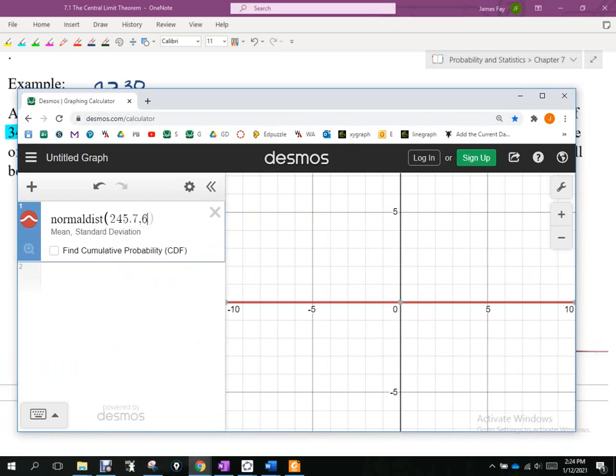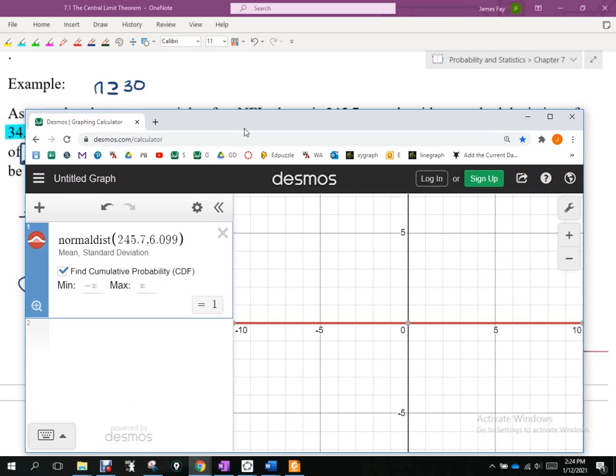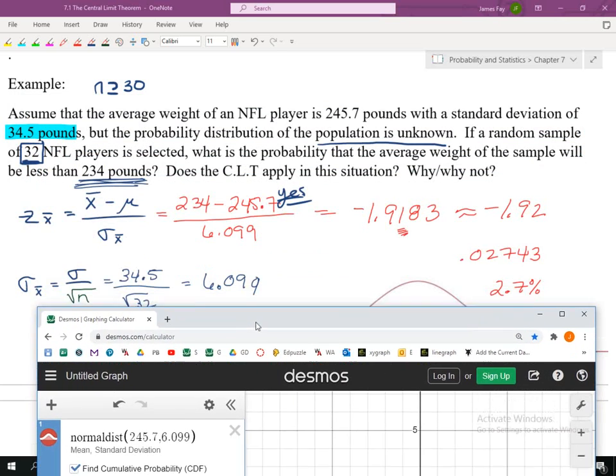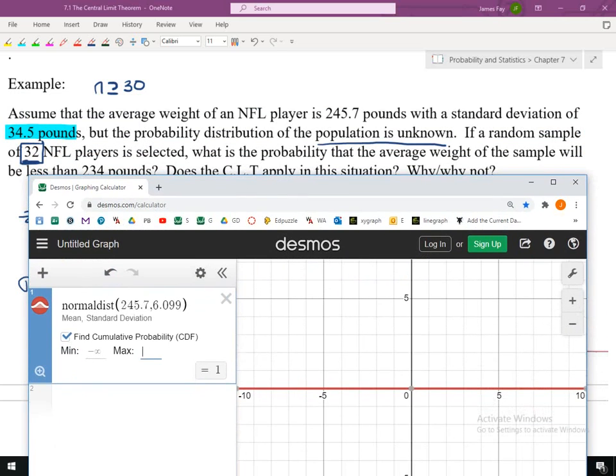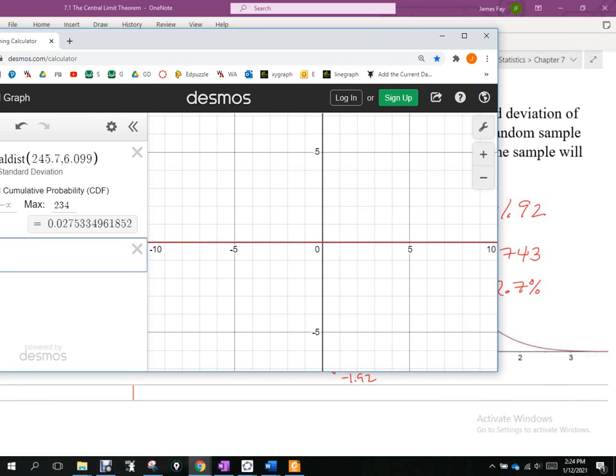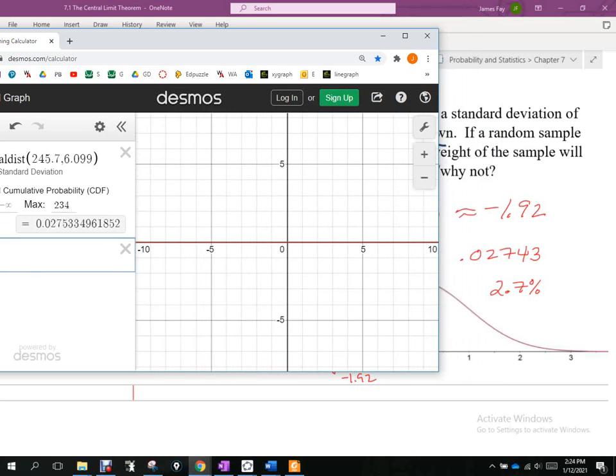So if I do use 6.099 and I find the cumulative probability, and I want to go from less than 234, so my max is going to be 234 here. We see that technology gives this to me to be 0.02753, where this was giving me 0.02743. Does that kind of make sense? Okay.